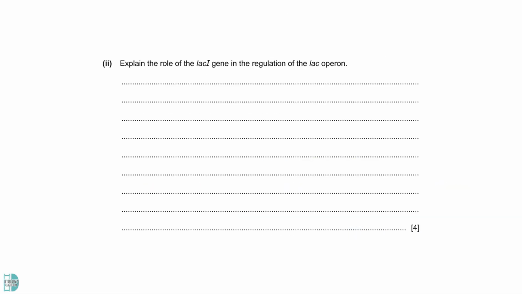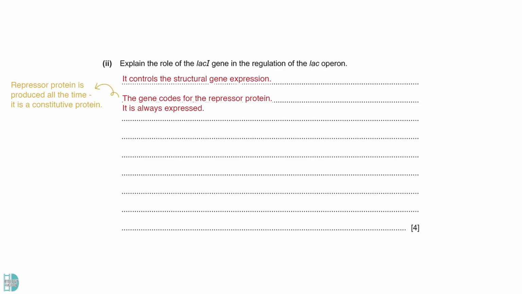A2. Explain the role of the lacI gene in the regulation of the lac operon. This gene controls the expression of structural genes. It codes for the repressor protein, and it is always expressed. This means that the repressor protein is being produced all the time. Because of this, the repressor protein is said to be a constitutive protein.